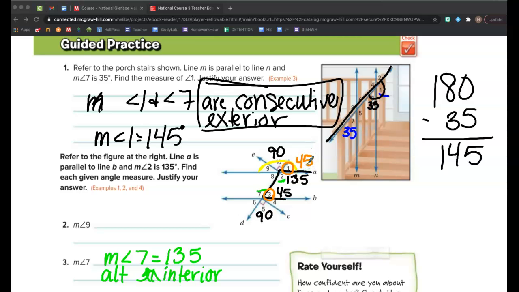So before we keep going, let's write down the steps that we took to get there so we don't forget. Let's write down, we had 2 and 3 are same side, which would be consecutive. They're both on the inside, so interior. Then we said angle 1 and angle 3 are corresponding.